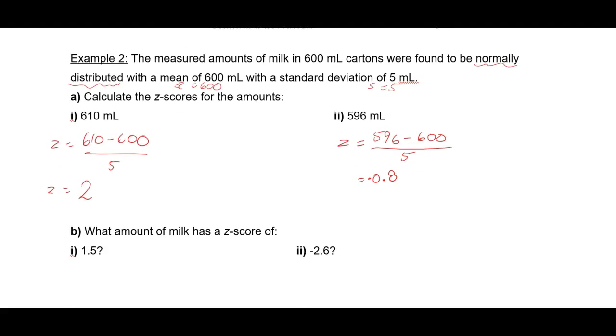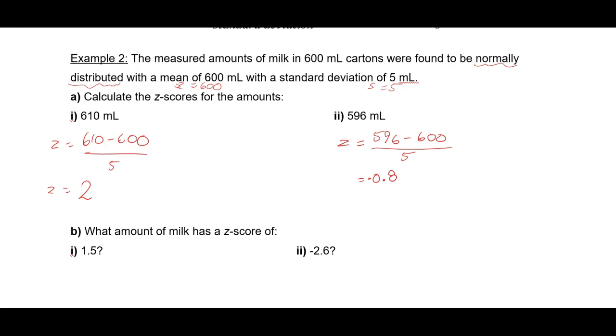Moving along, we've got a little bit extra here. What amount of milk has a Z-score of 1.5? So it's positive. It's 1.5 standard deviations above the mean. It is 1.5 lots of 5. That's 7.5 mils greater than my mean of 600. So that must be 607.5 mils.